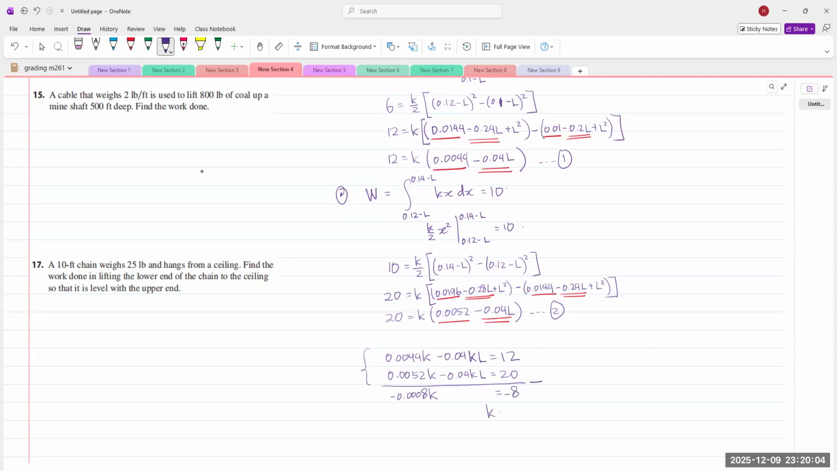So my k is negative 8 over negative 0.0008. Let me move the decimal point 4 times to the right. This is equivalent to 8 with 4 zeros divided by 8. So k equals 10,000.